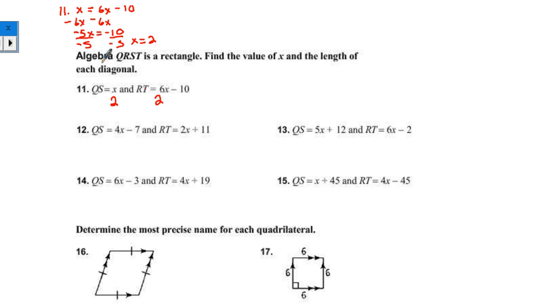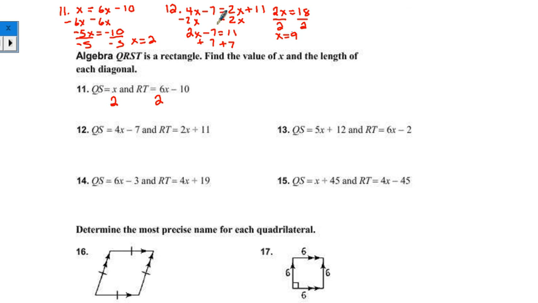For the next one, number 12. Number 12's got 4x minus 7 equals 2x plus 11. Minus 2x, minus 2x, that's going to make it 2x minus 7 equals 11. Add 7, 2x is going to be equal to 18, which when you divide both sides by 2 makes it x equals 9.